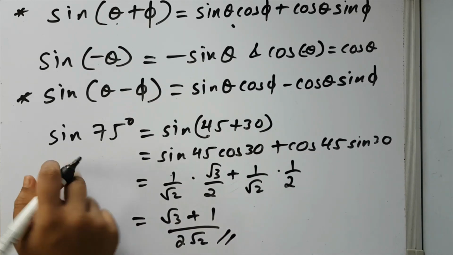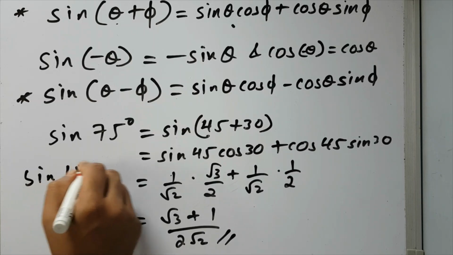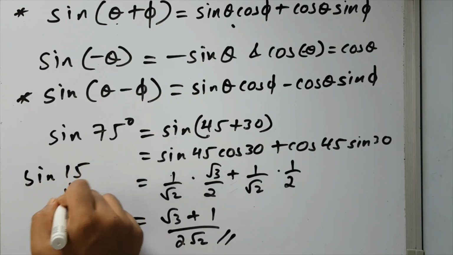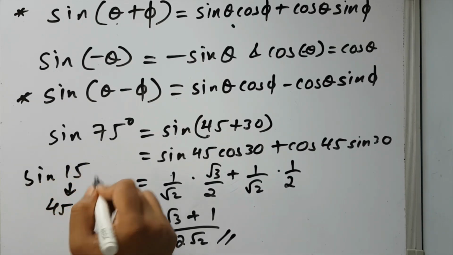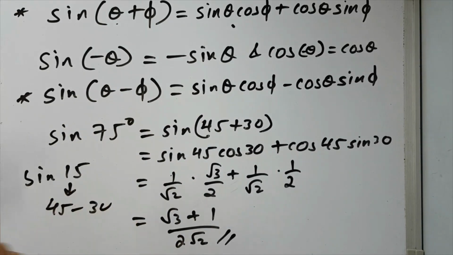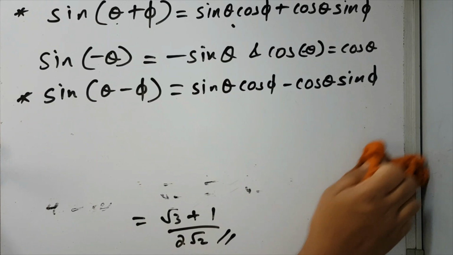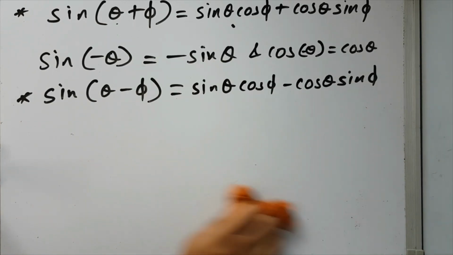Now if you have been asked sine of 15 degrees, then you could just convert it to 45 minus 30 and use this formula. Now what else can you derive from this equation?